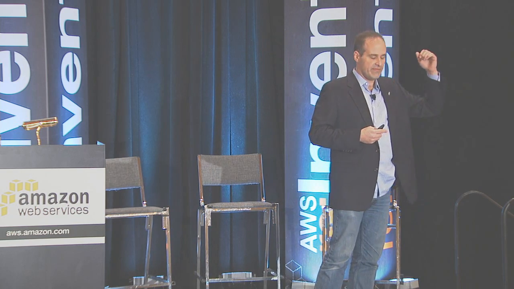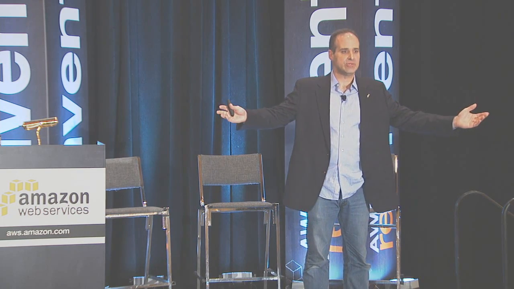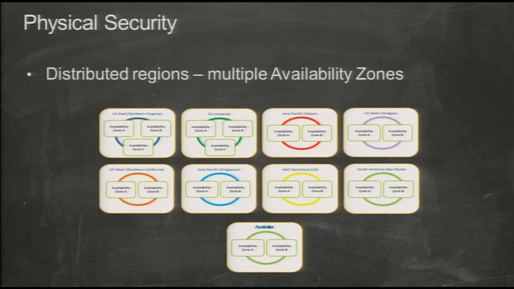Distributed regions and multiple availability zones. You've heard this story a lot as you're here, so I'm not going to spend a lot of time on it. The basic premise here is that we've got regions all over the world. You should use them both for availability and connectivity reasons, something that's close to your end users, but also in many cases for geopolitical reasons.